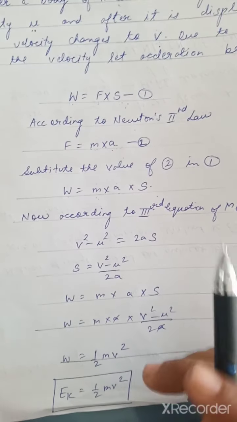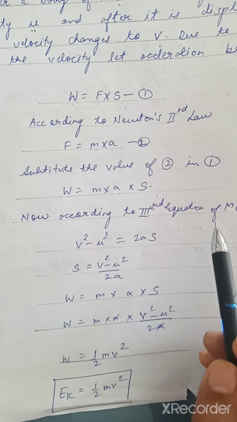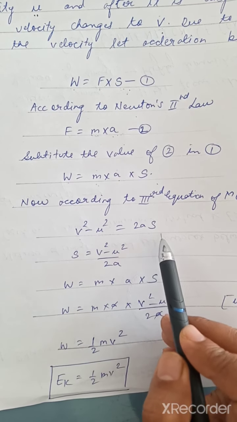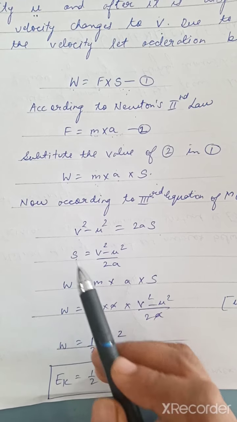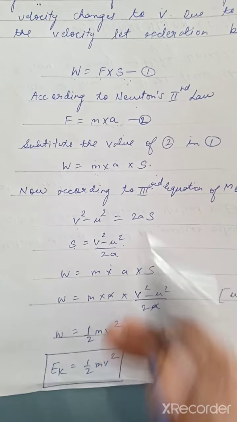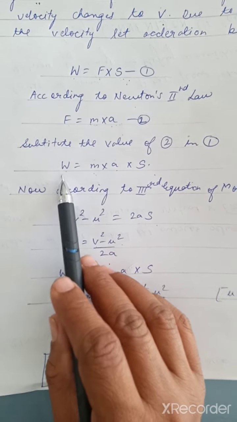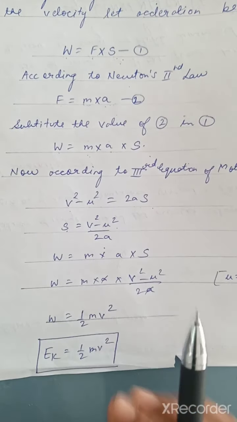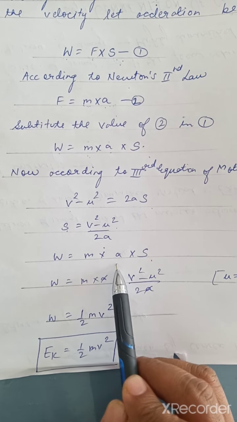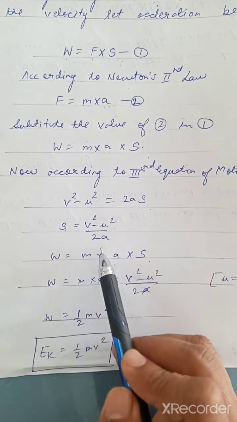Next we consider Newton's third equation of motion. According to the third equation of motion, v square minus u square equals 2as. So when you separate out s, you get v square minus u square upon 2a. Again we use this equation where you have substituted the value of F, that is m into a. So W equals m into a into S, and here the S value is v square minus u square upon 2a.